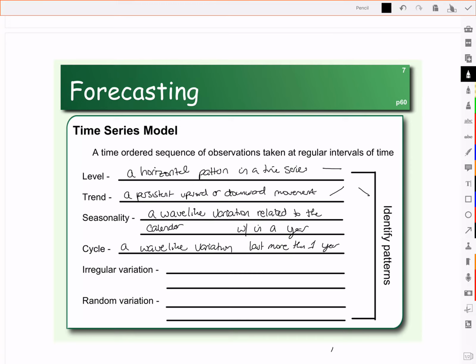With seasonality, that peak is reached within 1 year's time. So for example, if we sell ice cream, then peak demand is the middle of summer, and then we see that peak demand again next summer. So we complete that whole wave-like variation within a year. All right, we also have irregular variation. Irregular variation is when data is caused by some kind of unusual one-time event.